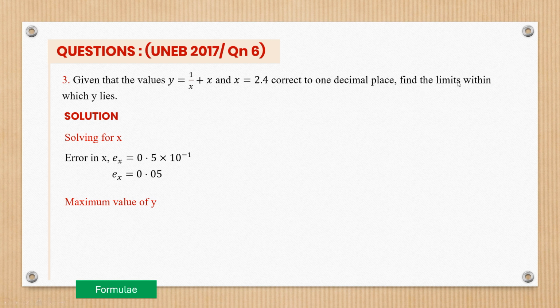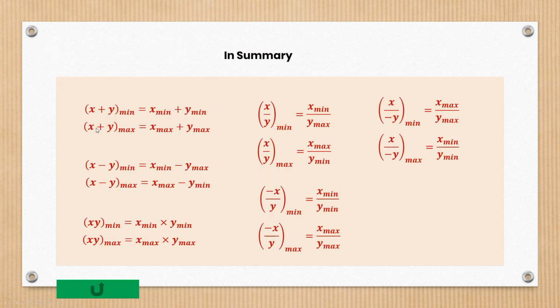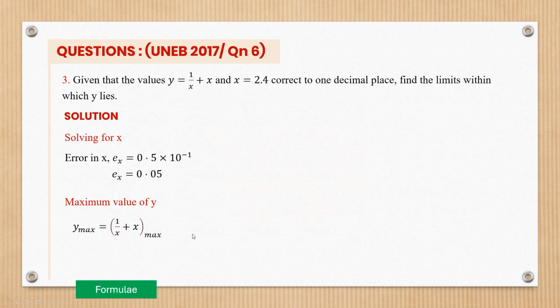Then let's look at the maximum value of y first. Remember, we're finding limits, so we just need the maximum value of y and the minimum value of y. So the maximum value of y, which is y max, shall be the same as finding the maximum value of what we actually have inside here. As you can see, we're dealing with addition. So we'll have the maximum here and the maximum here. So I'll have x max, and then I'll have to find the maximum of this quotient here, which is 1 over x.